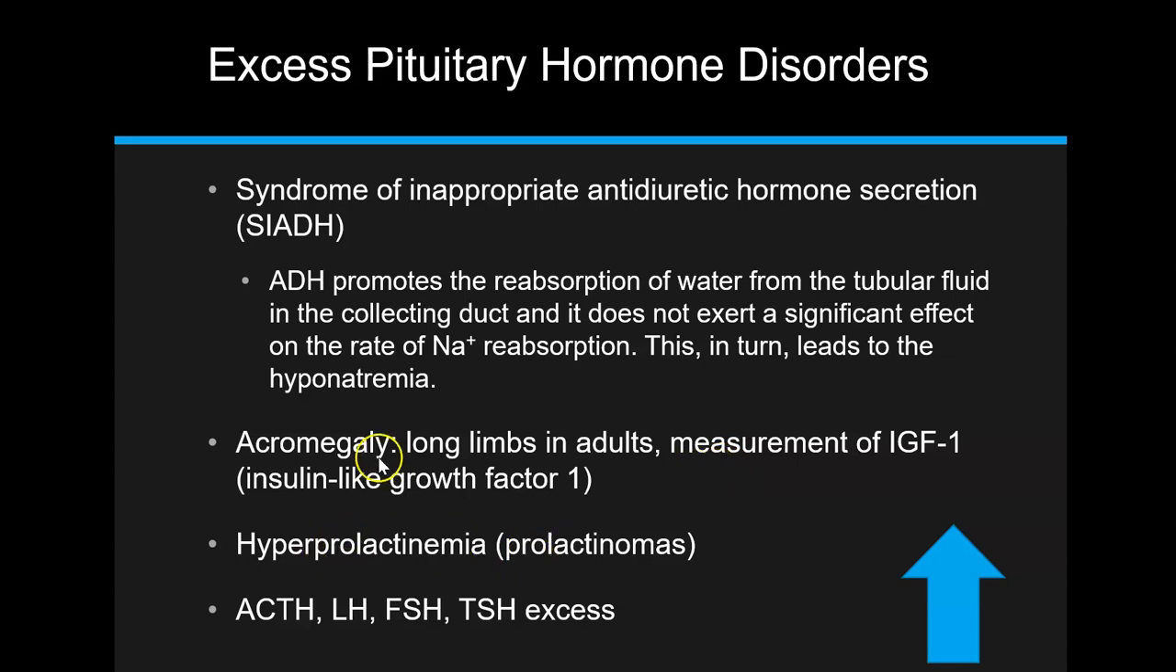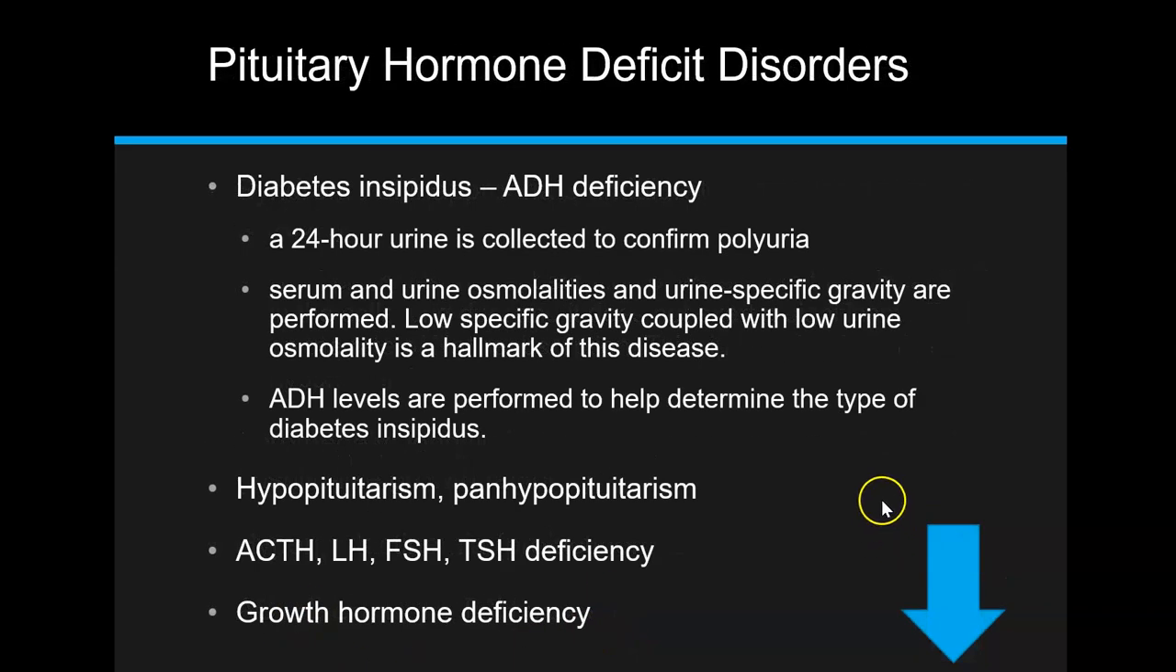Another one where there's an excess pituitary hormone is hyperprolactinemia. So you have too much prolactin, and so you have a prolactinoma. And so that could cause, for example, the release of milk from the breast when there is no baby present. So that's not a good sign. Always should be checked out. And then you can also have excess of any of these hormones, ACTH, LH, FSH, and TSH. And we're going to look at it specifically in certain systems.